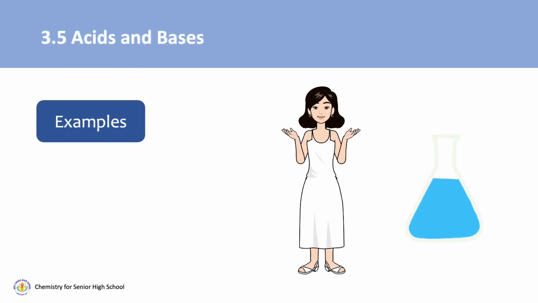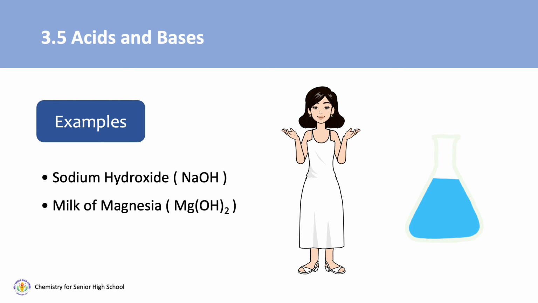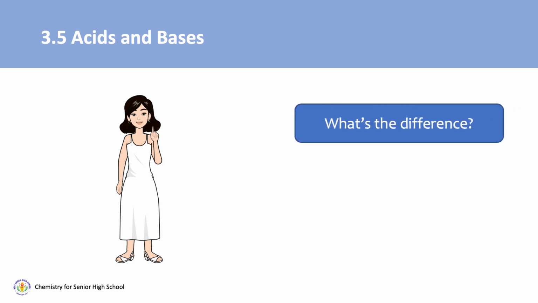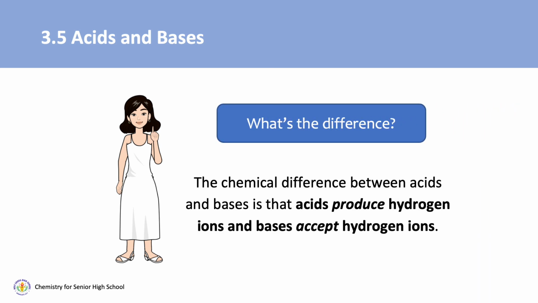Here are examples of bases. First, sodium hydroxide, or NaOH, milk of magnesia, Mg(OH)2, and calcium hydroxide, or Ca(OH)2. You may be wondering, what is the difference between acids and bases? Well, let me help you with that. The chemical difference between acids and bases is that acids produce hydrogen ions, whereas the bases accept hydrogen ions.